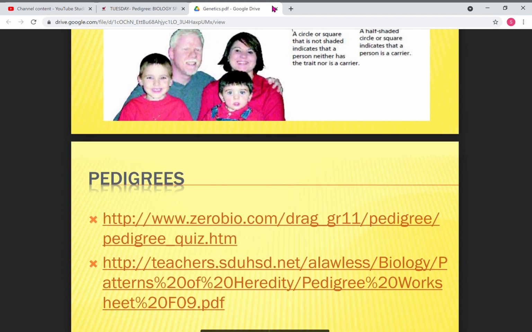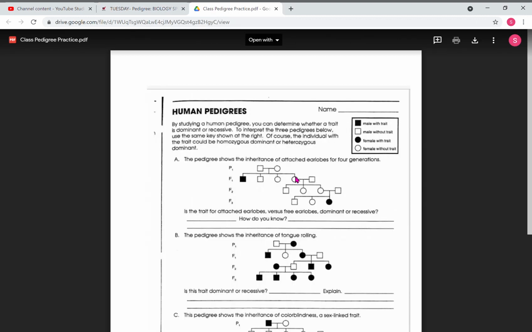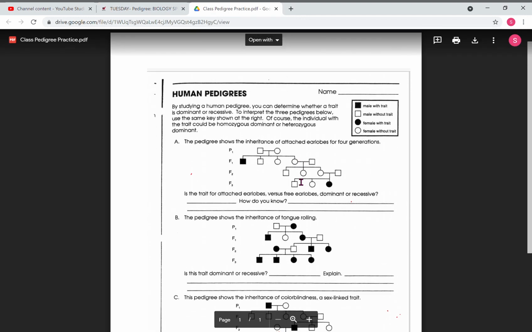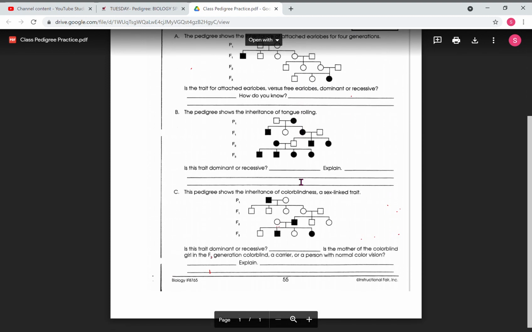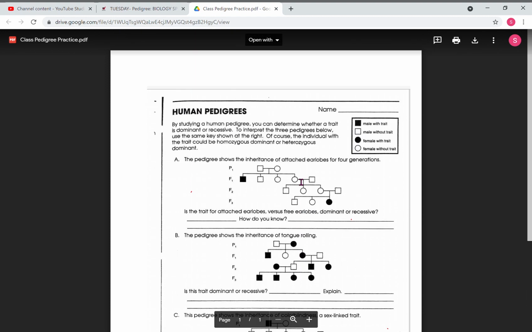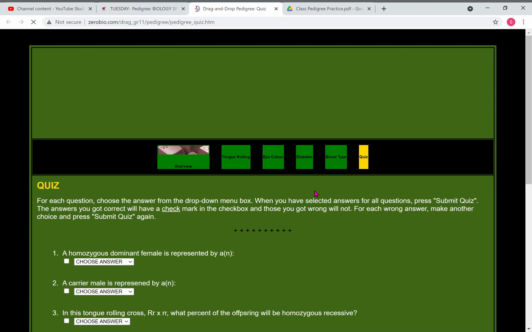We're going to go ahead and go back to the PowerPoint. We're going to click on this link here. This link is going to take us to a practice page, which I did go through in class. I'll go through it again here in just a second. Let's go back for a second. We're going to click on this here, which is another practice.